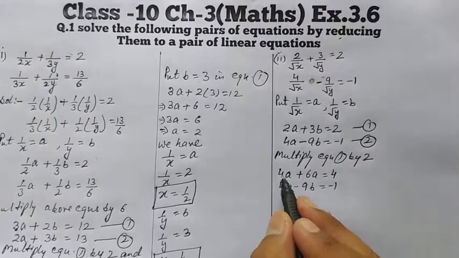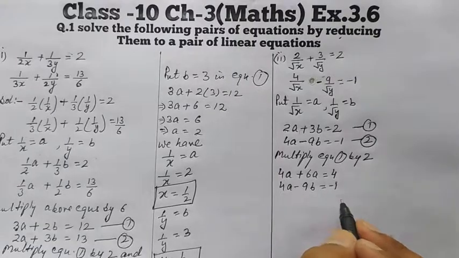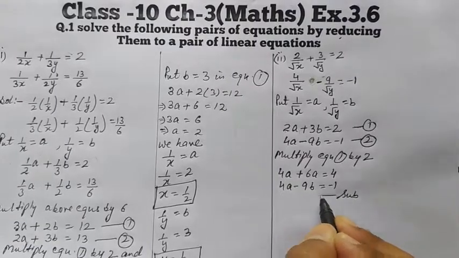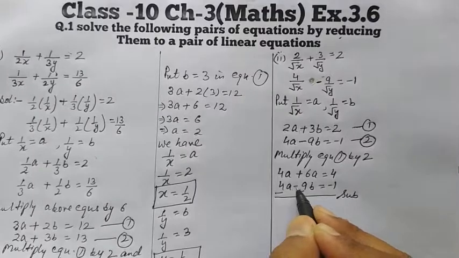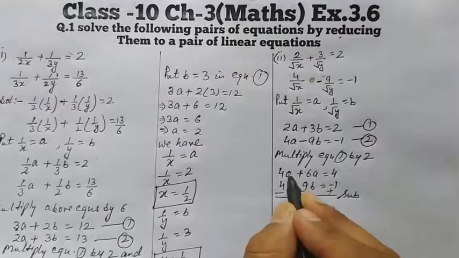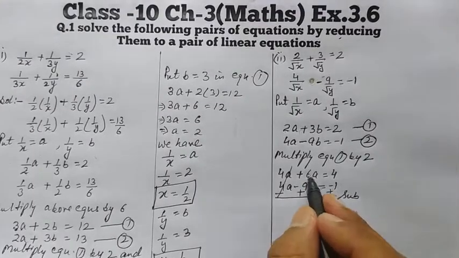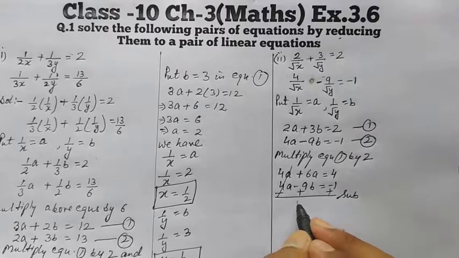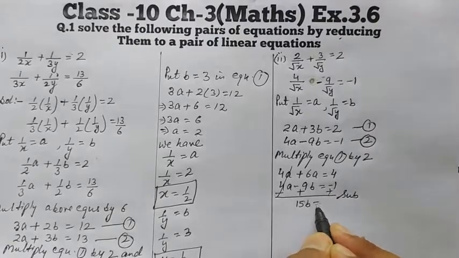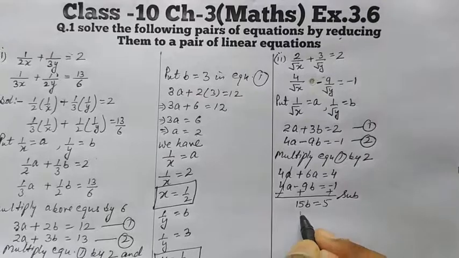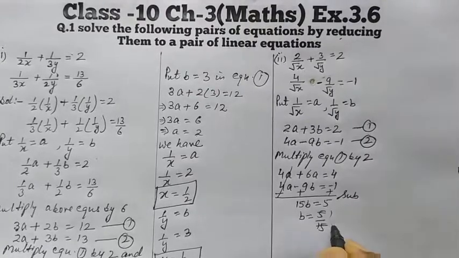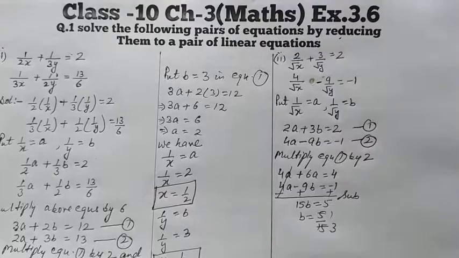Since the sign of these coefficients is same, we'll subtract these two equations. So in subtraction, signs will be changed, minus becomes plus, minus becomes plus. So this is cancelled. Now plus 6b plus 9b, that is 15b is equal to plus 5. So b is equal to 5 over 15, that is 1 by 3. So b is 1 by 3.